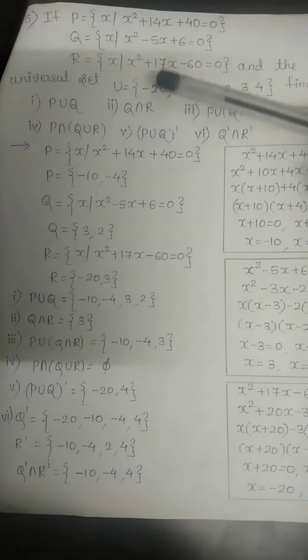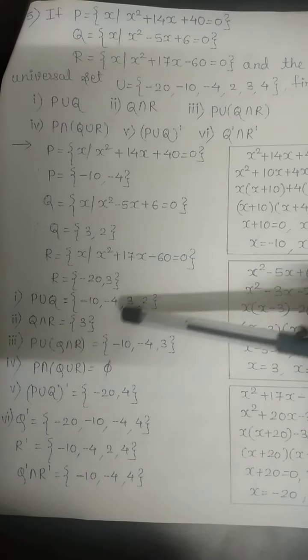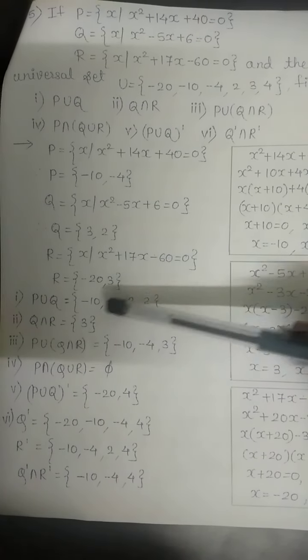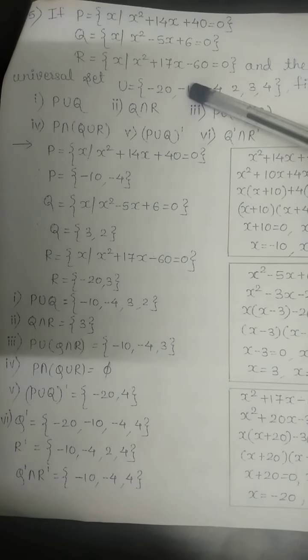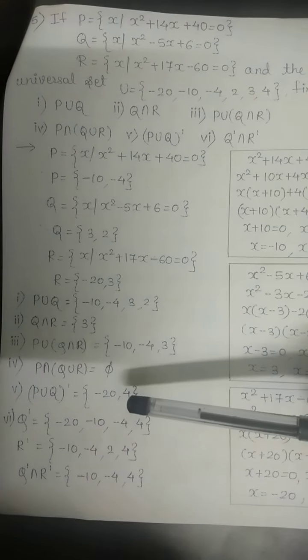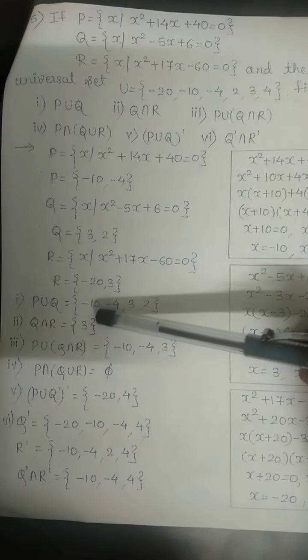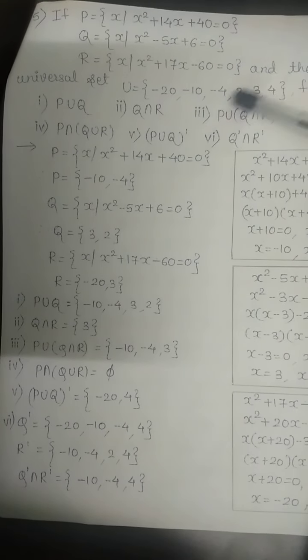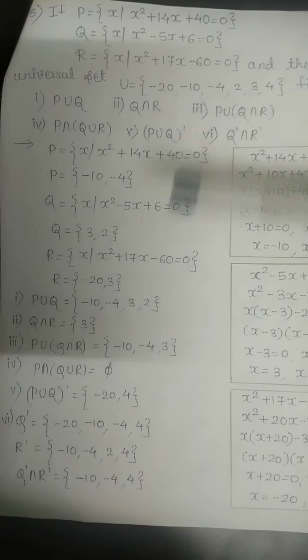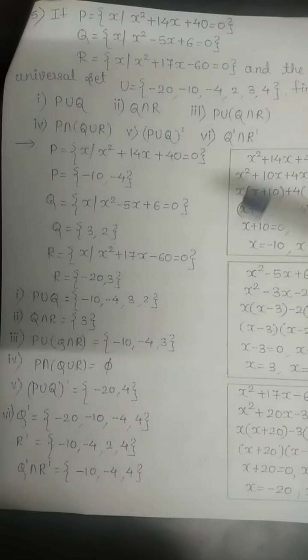That means from the universal set we are going to remove all those elements which are present in P union Q, and the remaining elements of the universal set will be the complement of P union Q. So since here we have -10, -4, 3, 2, those 4 elements we will remove. So for the complement we will get -20 and 4.